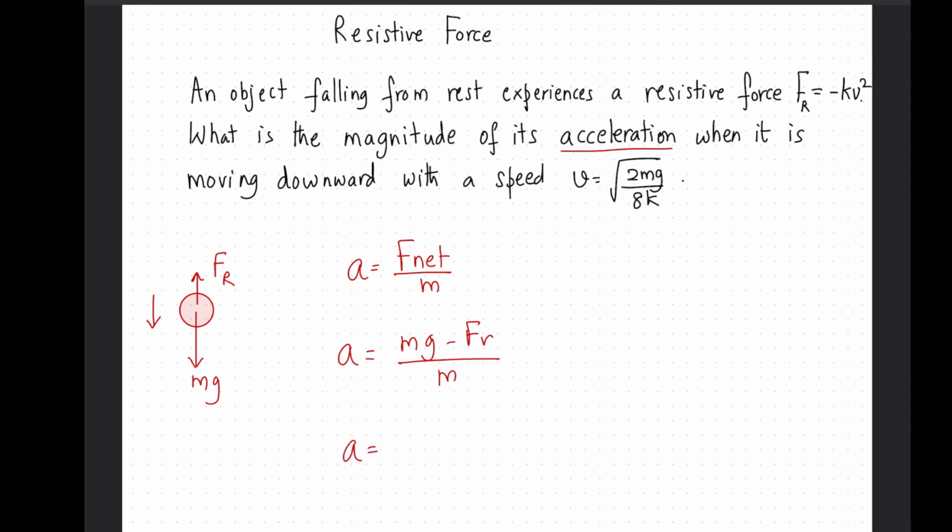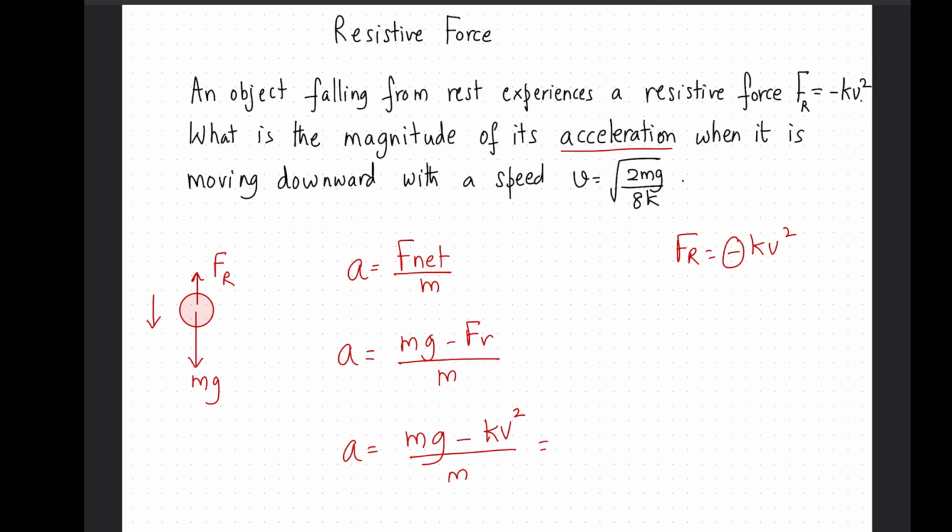Now Fr is given to us in the question. We can see that Fr is negative kv squared. Now this negative is to tell us that drag force is opposite to the motion. So we are not going to repeat that negative when we put it into the formula for acceleration. So what I mean is we are going to write mg minus Fr as kv squared, because we already took care of the negative by drawing the free body diagram. So we have shown that the drag force is opposite to the force of gravity, or to the direction of motion.